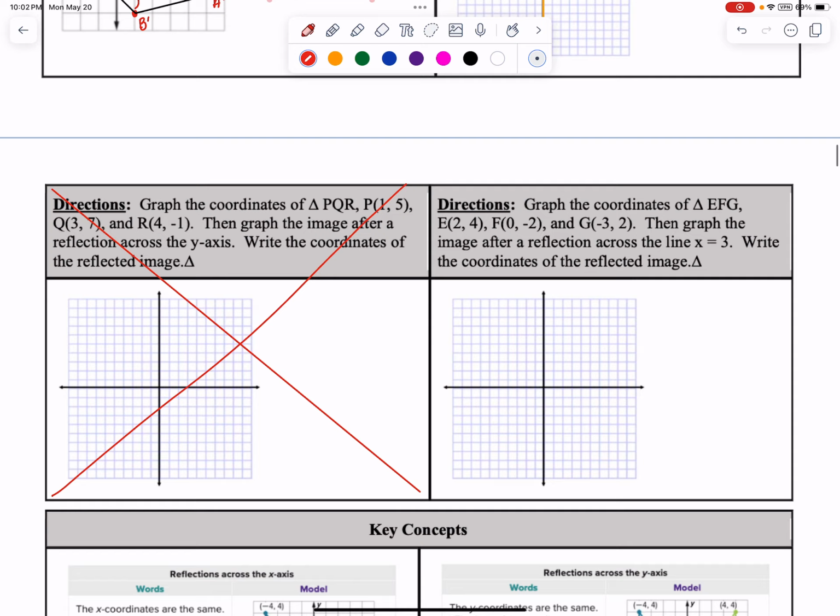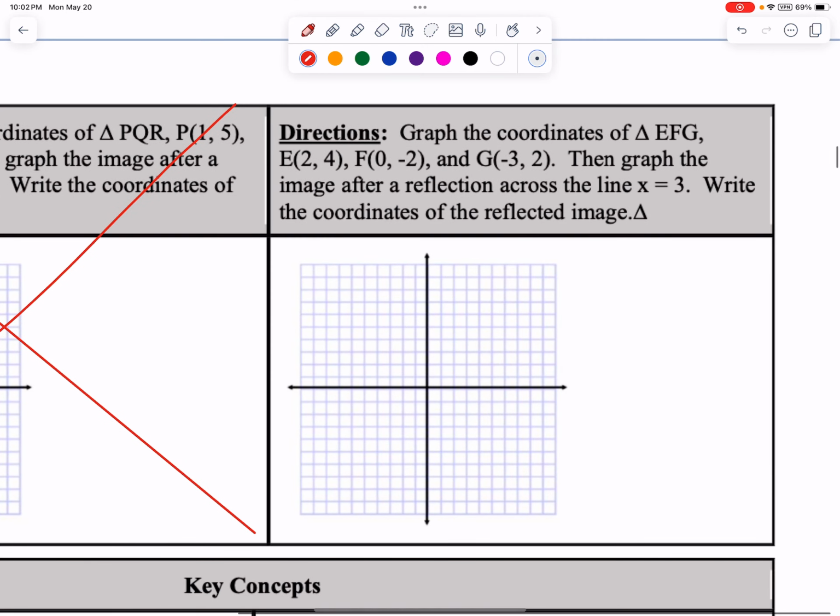All right, let's go ahead and try this one out. Again, this would be a good one for you to try out on your own if you want, or you can follow along. So here we go. Graph the coordinates of triangle EFG. So let's go ahead and do that. So over 2, up 4, 1, 2, 1, 2, 3, 4. Okay, and we're going to label this E. Point F is 0, -2. So we stay at 0 and then just go down -2. And that's point F. And then G is -3, 2. So 1, 2, 3, and then up 2. And here's our G. Let's go ahead and connect those points and make our triangle EFG.